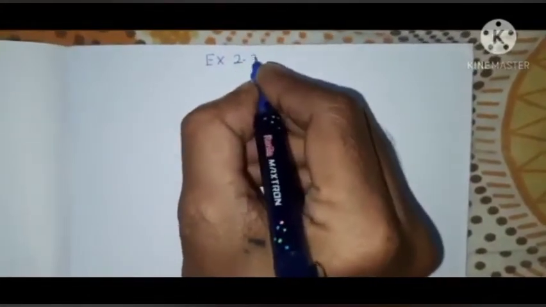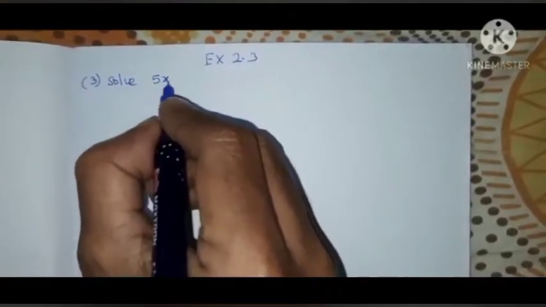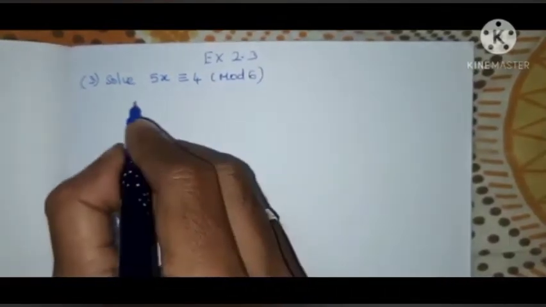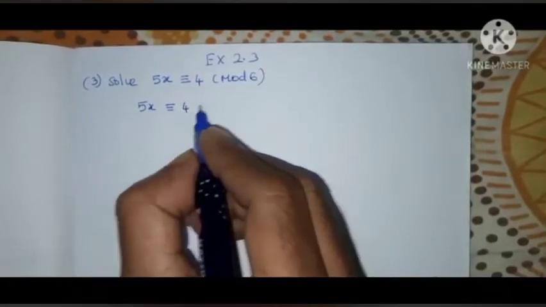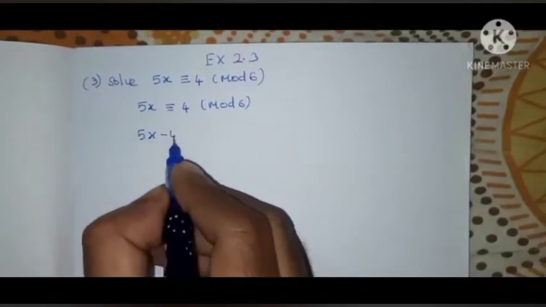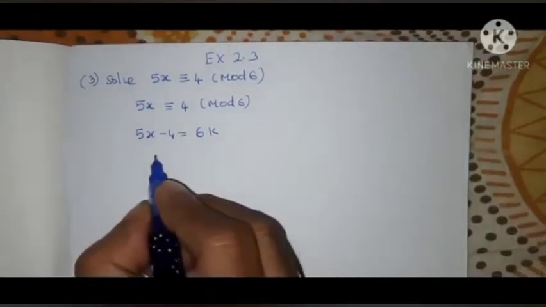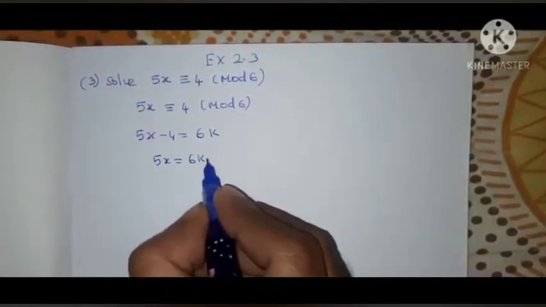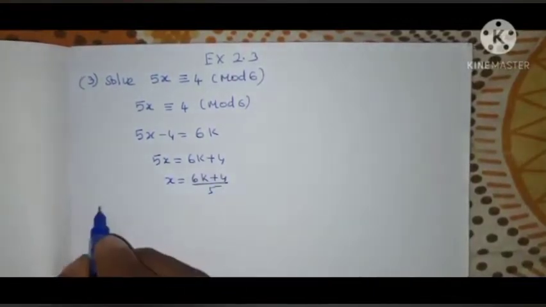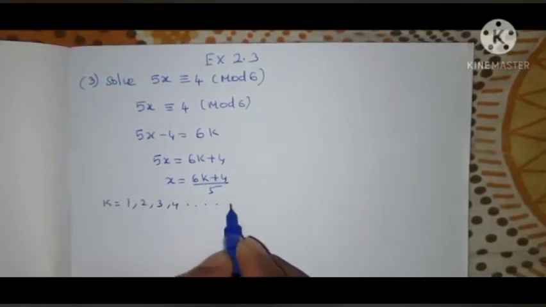Exercise 2.3, sum number 3. Solve 5x congruent to 4 mod 6. 5x minus 4 is equal to 6k, where k is an integer. 5x is equal to 6k plus 4, so x is equal to (6k plus 4) by 5. k is 1, 2, 3, 4 and so on.